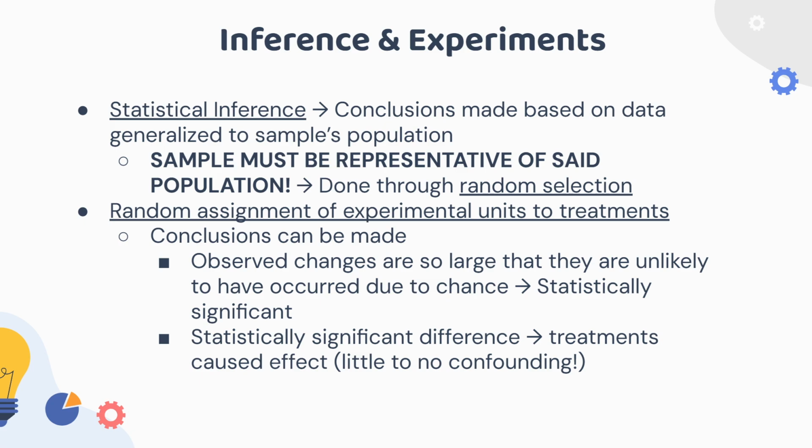Just one slide. Now let's go over this together. It's just statistical inference. So it's just conclusions made based on data generalized to the sample's population. So when you randomly sample, right? When you sample, you can only generalize to the population that you selected.